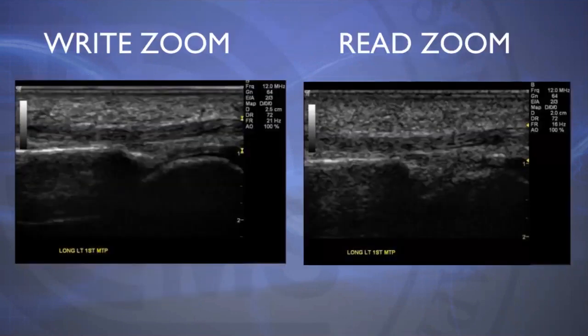You can see here that the image on the left is an example of a write zoom image, and the image on the right is read zoom. And you can see the read zoom image is a bit pixelier, if that's a word, compared to the write zoom.